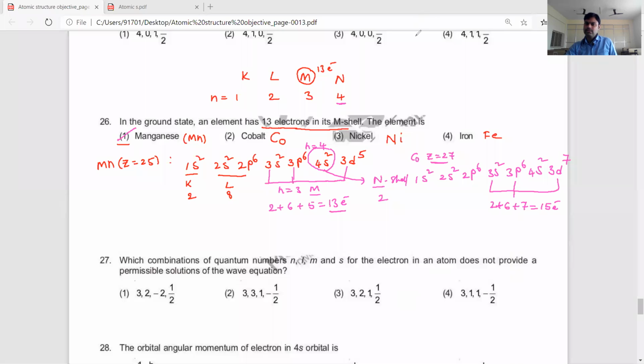Clear? Rani? See, simple logic: M shell means n should be 3. Where n is 3, 3s, 3p and 3d are present. In 3s how many electrons are present? 2. In 3p? 6. And in 3d? 5. So you count that, then 13 electrons.